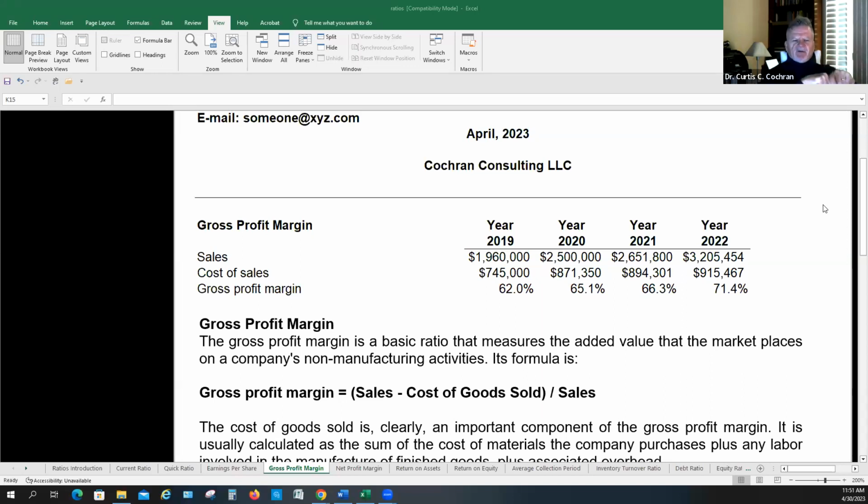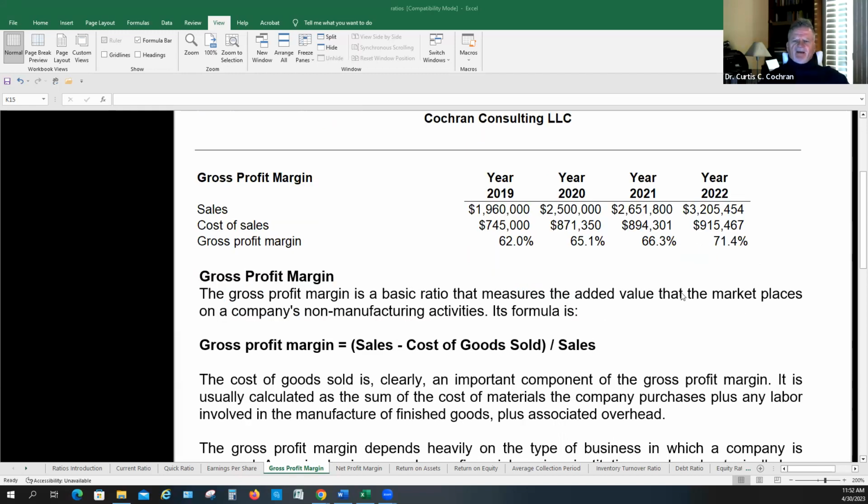what's really interesting, you have the sales and cost of sales, and then you have gross profit margin on your P&L. You, the business owner, always hope that you're making money, because that's what owning a business is all about. If you take a look at the gross profit margins for 2019, 20, 21, 22, they're increasing, which is good.